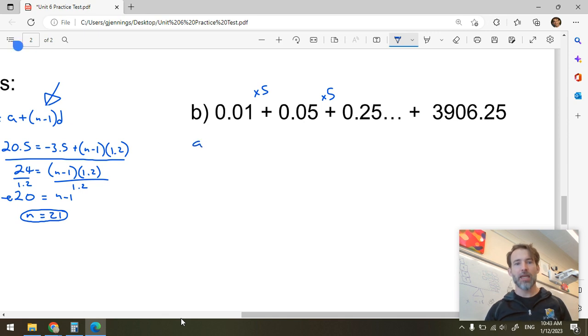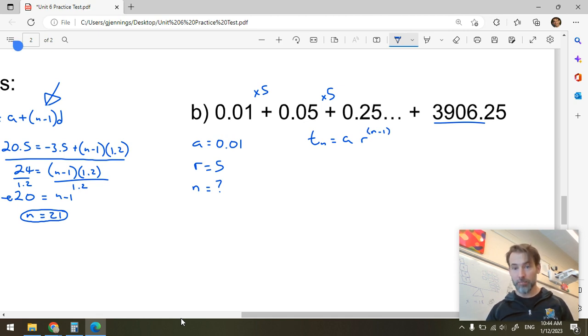So my a is equal to 0.01. My r, my common ratio, is 5, and my number of terms n is I don't know what yet. I need to figure out which number term that one is. So let's find it. Okay, so 3906.25. So I know that Tn is equal to a r to the n minus 1 for a geometric series.